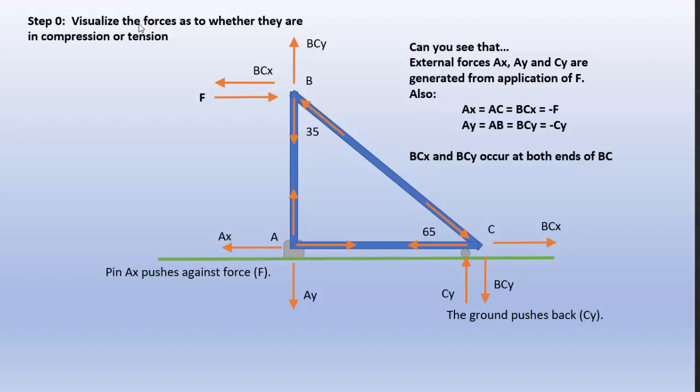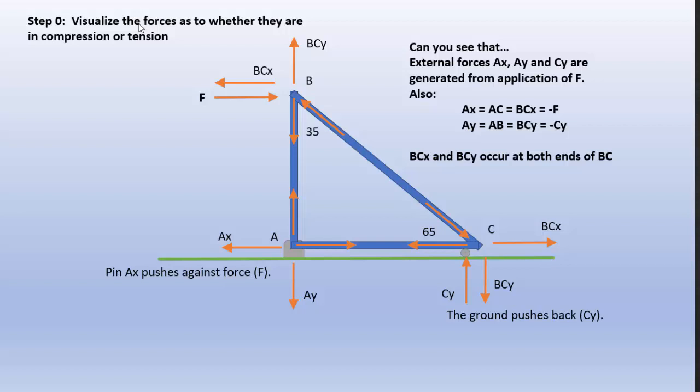So we have a couple things. The beam AB has to counter the tendency of the beam BC to go up, and the beam AC has to counter the tendency of the beam BC to go to the right. So AC will go into tension. That pulls on pin A, and then pin A has AX to the left, which will be equal and opposite.